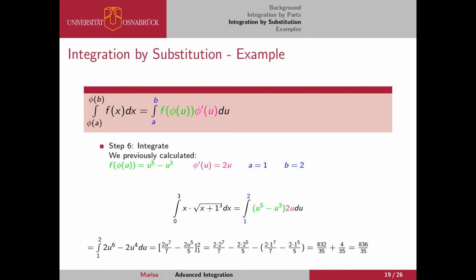The result is 832 divided by 35 plus 4 divided by 35, which in total is 836 divided by 35. Finally, we have our result. Yay!